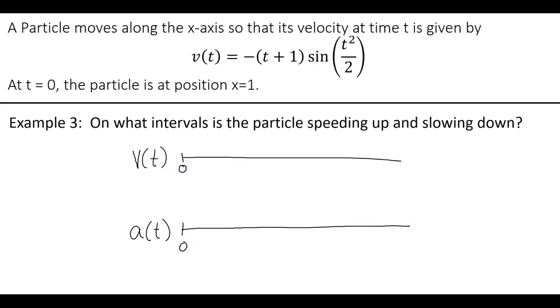Because when they have the same sign, it's the particle speeding up, and when they have opposite signs, the particle is slowing down. Now, we've already found all the places where velocity is positive and where it's negative, so I'm going to do that to my number line right now. We found that on the interval from 0 to 2.507 it was negative, and then the next interval was positive, and it alternated until we got to 5, right?